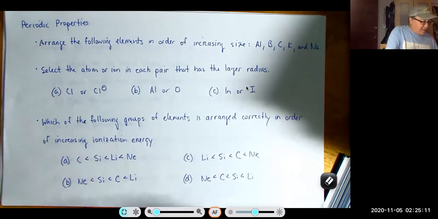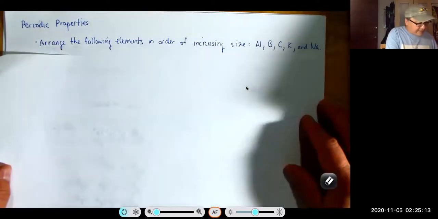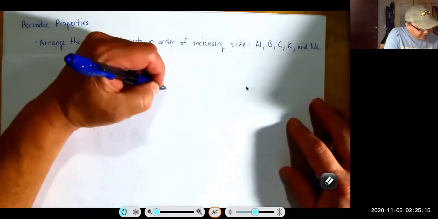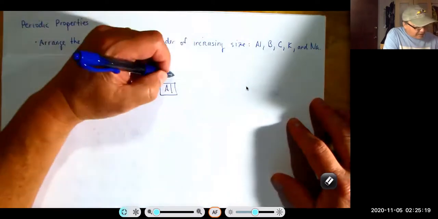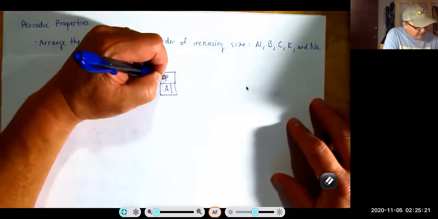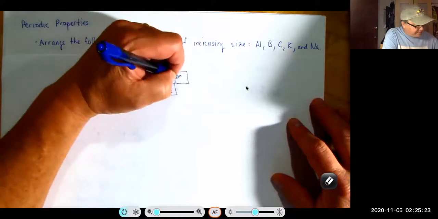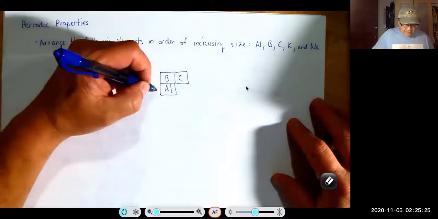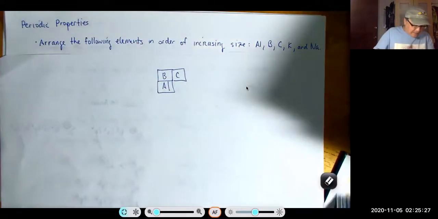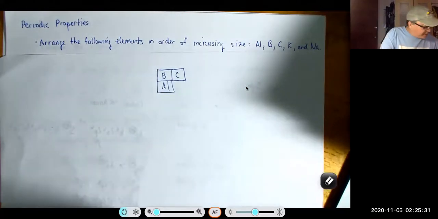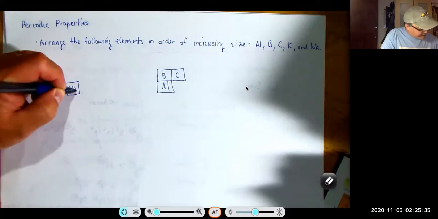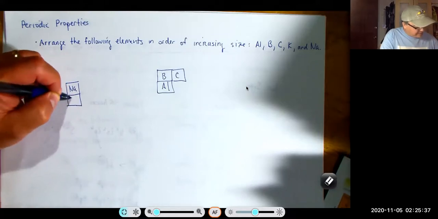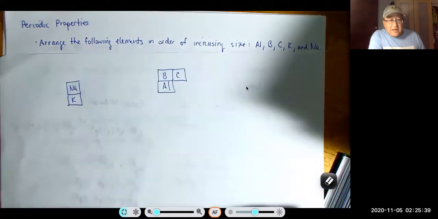So for that, we're going to have to draw the periodic table again. Here's aluminum. Boron is right above it. Carbon is right next to it. And if we look at the periodic table, sodium is in the same period as aluminum, and potassium is down here.